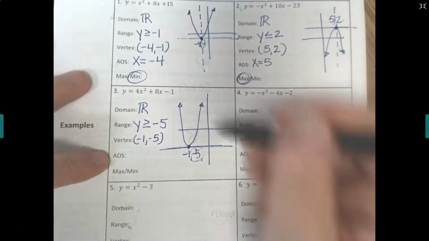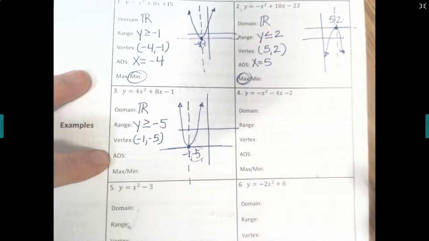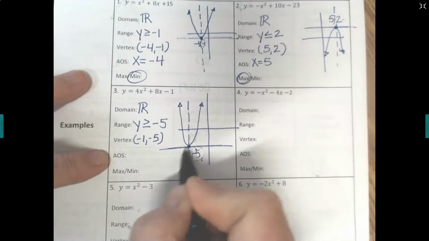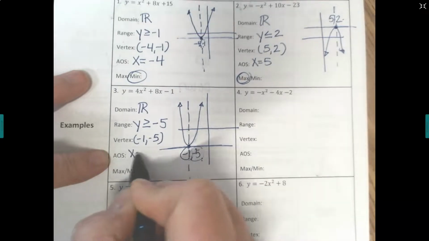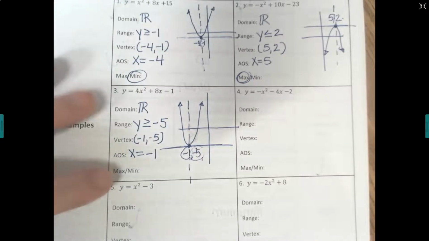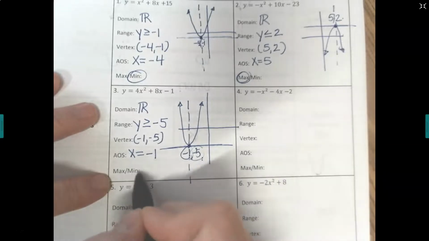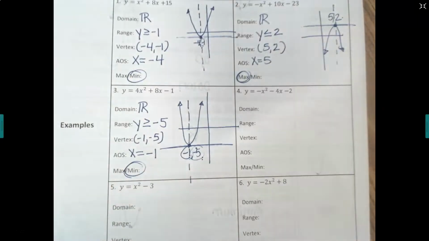Okay, our axis of symmetry, remember, is the vertical line that goes straight through the vertex, and it goes through with the x value of the vertex, so x equals -1 is the name of that vertical line. And because our graph opens up, our vertex is on the very bottom, making it a minimum.